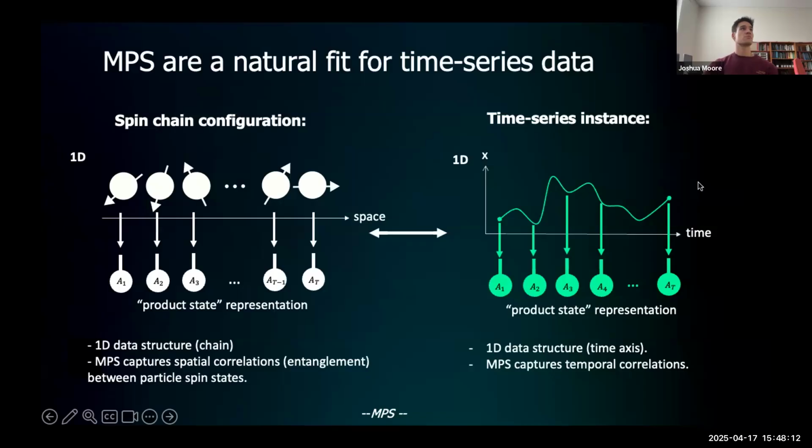And so MPS, as Ben touched on before, are a natural fit for time series data. We have this correspondence here between the spin chain configuration, which we can represent as a product state. Each spin state can be encoded to a vector, and we have this product state, which would be a tensor product of all these different individual vectors here. And on the right, we have a time series instance. You can think about each time series value as mapping onto a vector, which represents the state at that particular time point t, and x here would be the amplitude, the signal that we're measuring. And so the idea is we're going to try and adapt these approaches, which were developed for quantum many-body physics, to time series analysis.